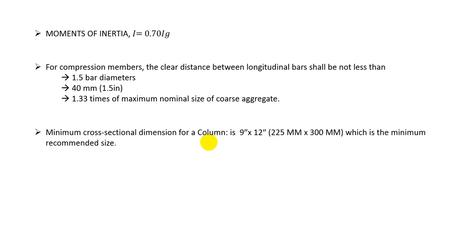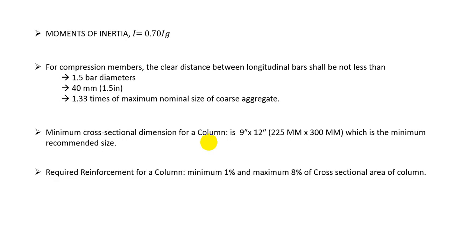Then the minimum cross sectional dimension of a column is 9 by 12 inch or 225 millimeter by 300 millimeter, which is the minimum recognized size. Actually you can use any size, but this is the minimum recognized size from experienced engineers. Then required reinforcement for a column is minimum 1% and maximum 8% of the cross sectional area of the column. I have already discussed that previously: 6% is the usual maximum, but sometimes 8% is used according to ACI.